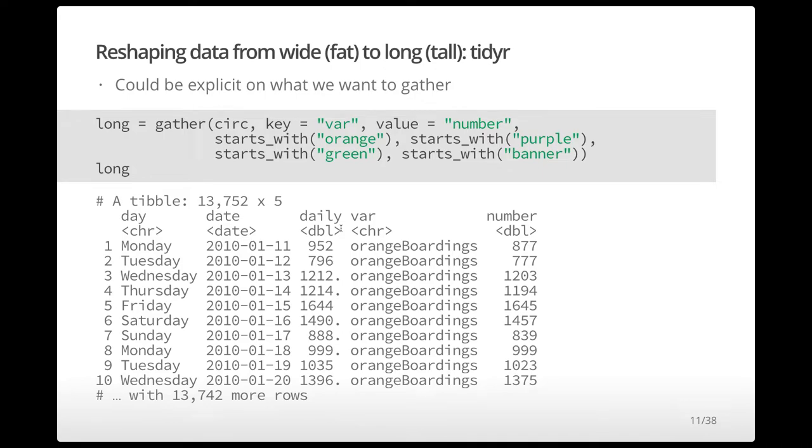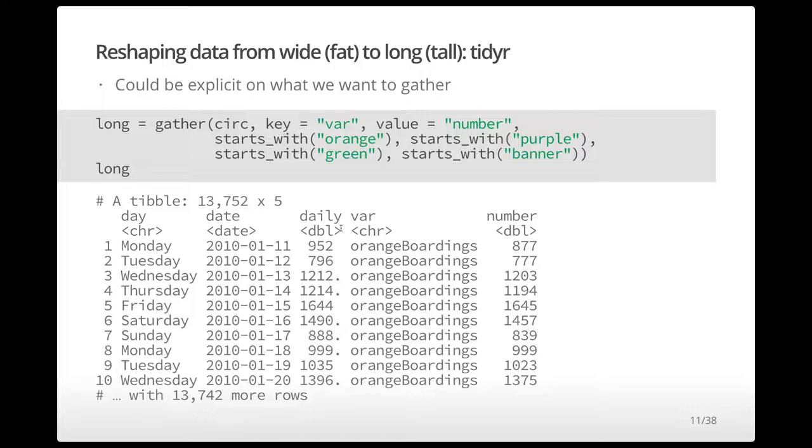Again, alternatively, this is the same exact operation. The only difference is instead of telling it which ones I do not want to gather up, I'm explicitly telling it which ones I do want to gather up. So again, data set, what do I want to call the new column? What do I want to call the new column? I want to gather any columns that start with orange, start with purple, start with green, start with banner. Two different ways of doing the same thing.